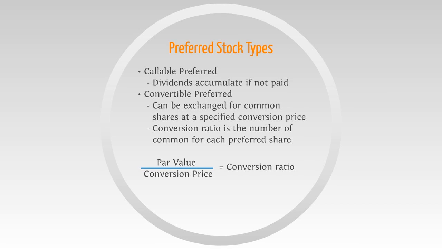We also have callable preferreds and convertible preferreds. Convertible preferred means that you can convert your preferred stock to common shares when you choose to in the future. Let's say the common shares really start to take off in price. You might want to convert your preferred 5% dividend payment into that high growth common stock. So in this calculation, we might have a $30 par value at a $10 conversion price, which means you'll be able to receive three common shares for each one of your preferred shares whenever you choose.